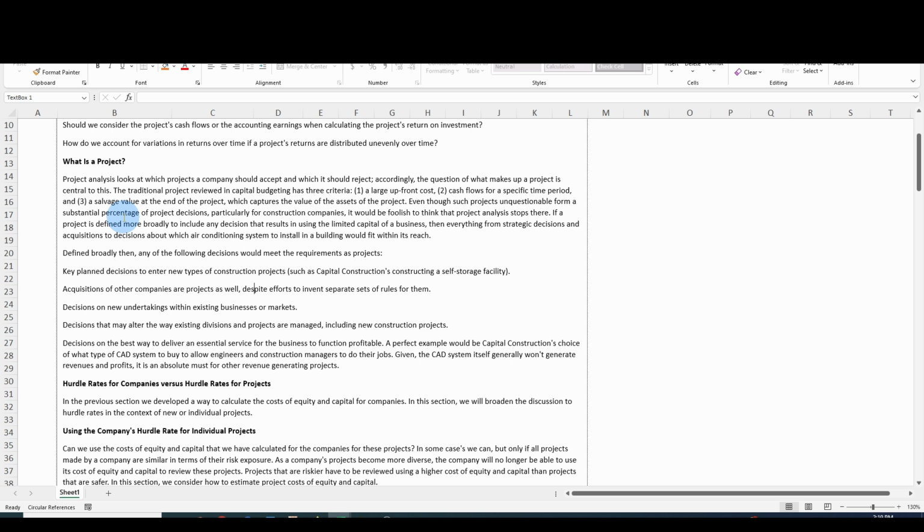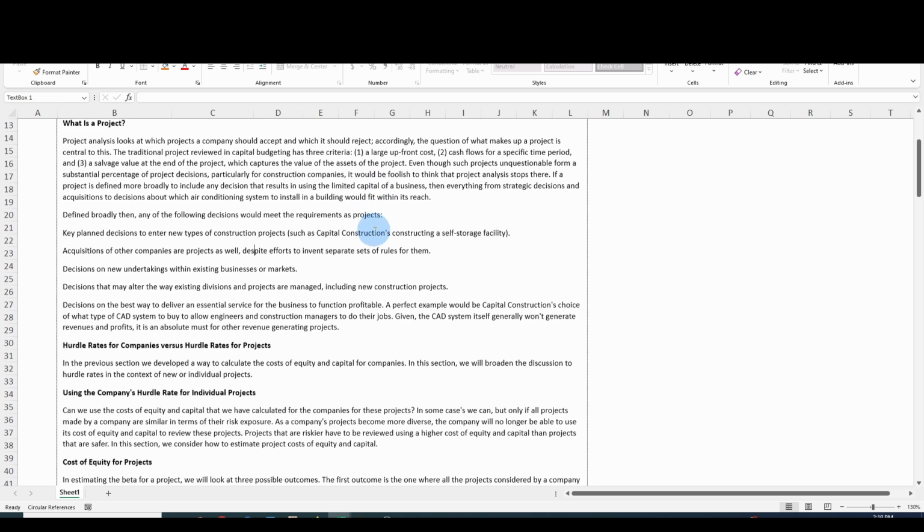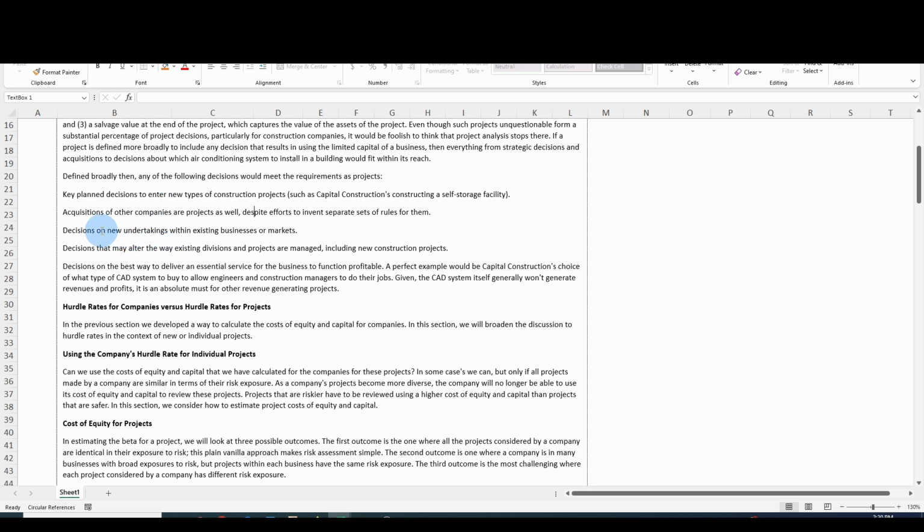If a project is defined more broadly to include any decisions that result in using the limited capital of a business, then everything from strategic decisions and acquisitions to decisions about which air conditioning system to install in a building would fit within its reach. Defined broadly, then, any of the following decisions would meet the requirement as a project. Key plan decisions to enter new types of construction projects, such as capital construction, constructing a self-storage facility.